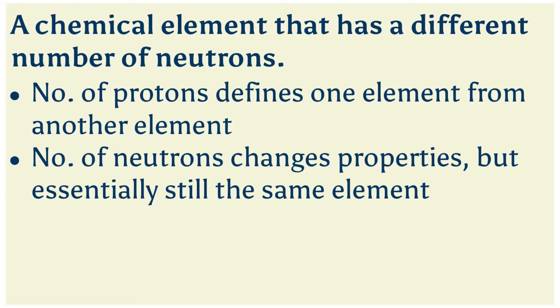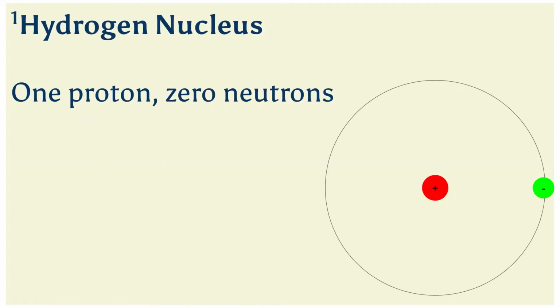If there are 2 protons, it's helium. If there are 3 protons, it's lithium. When you have different versions with a different number of neutrons, we call that an isotope. They are still essentially the same element, and that's because the neutrons don't have a charge. All right, now we're going to take a look at a couple elements in particular, hydrogen and helium, and take a look at some of their isotopes.